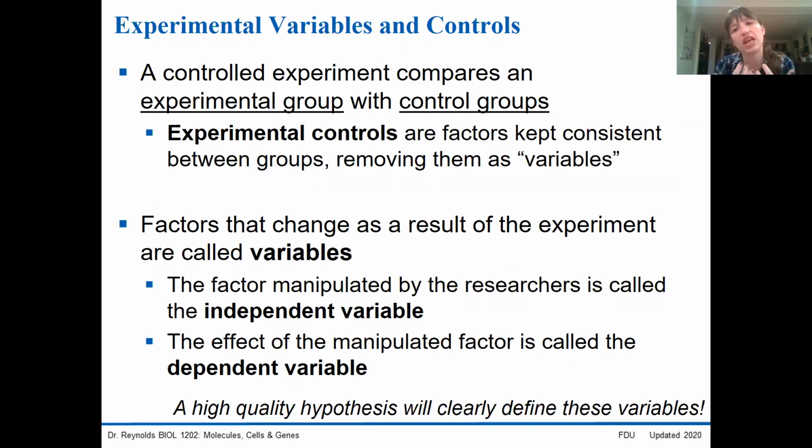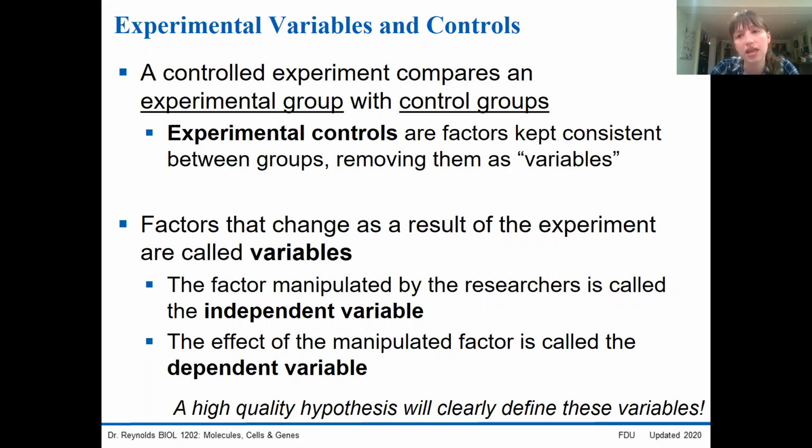The thing that we're changing is called an independent variable. The thing that we're measuring is the dependent variable. I like to remember this because if something is dependent on something else, that means that it's changing because of something else. Well, the dependent variable changes because of the factor that the researchers changed. So the thing that's independent would be the thing that the researcher changes.